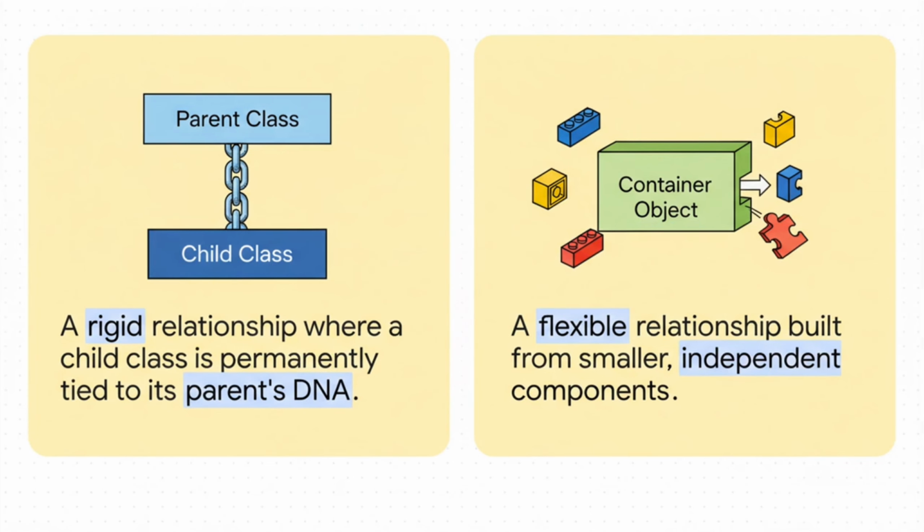Right, so inheritance creates that super rigid is-a link, just like we saw with the square and rectangle. It's a really tight, permanent bond. The much more modern and frankly better approach is composition. This creates a flexible has-a relationship. You don't become the thing, you simply use the thing.